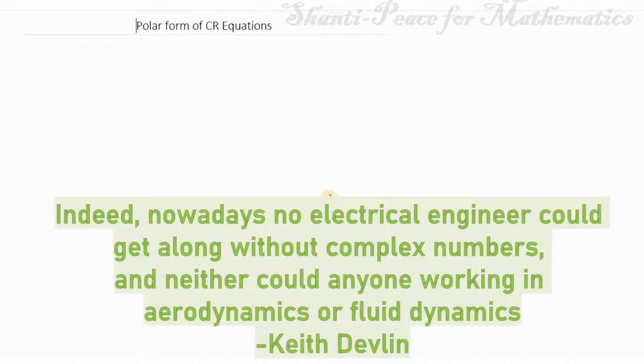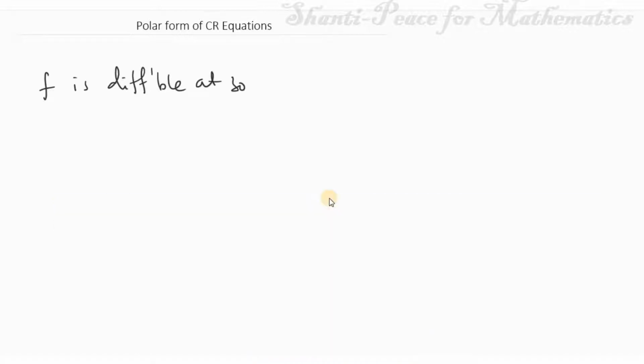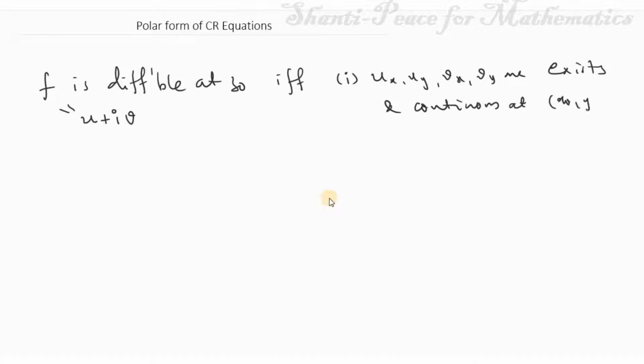In the previous video, we talked about the necessary and sufficient condition for differentiability, which tells you that f is differentiable at point z0 if and only if, for f written as u plus iv, the partial derivatives ux, uy, vx, vy exist and are continuous at x0, y0, where z0 is represented as x0 plus iy0, and ux is equal to vy and uy is equal to minus vx. These are known as the CR equations.